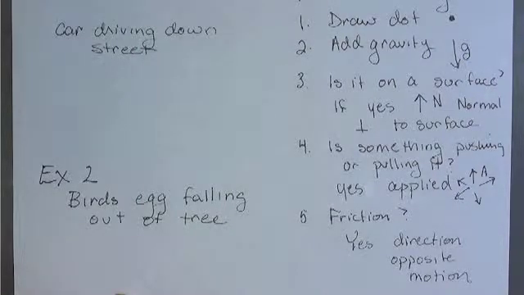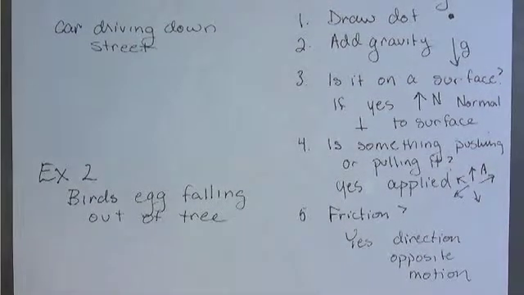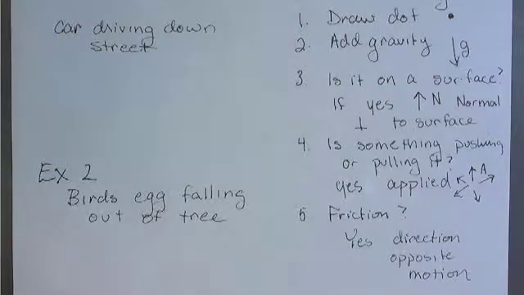Next thing you're going to ask is, is something pushing or pulling it? If so, you're going to have an applied force in whatever direction that push or pull is. And the last question you're going to ask is, is there friction? And if there is friction, you draw the arrow opposite the direction of motion, because friction always works against the direction of motion. So let's get started.